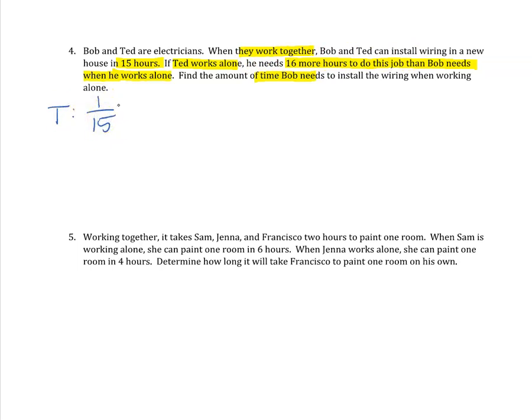Now, this is where it gets tricky. You got Ted and Bob. If Ted works alone, he needs 16 more hours to do this job than Bob needs when Bob works alone. So notice how everything's based on Bob. So let's call Bob X. If Ted needs 16 more hours, that means you need X plus 16 to be the denominator. Now, be careful, it's not 16 times X because that would be 16 times more hours, and that would be insane. All right, so Ted plus Bob equals together.